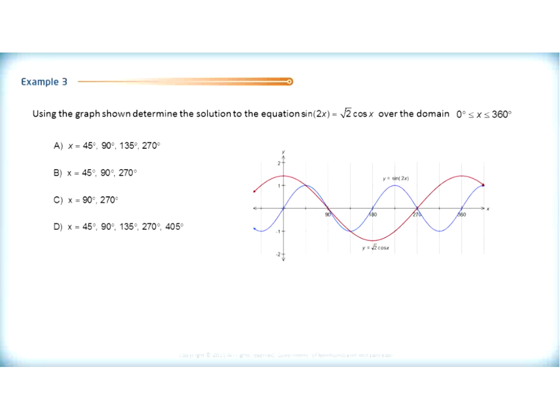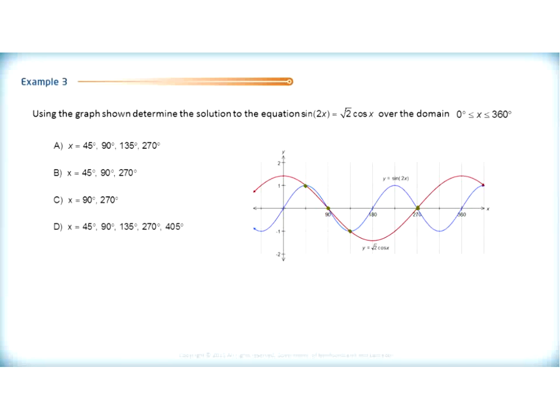It says, use the graph shown to determine the solution to the equation sine 2x equals the root of 2 times the cosine of x over the domain between 0 and 360, including 0 and including 360. And you see that, again, I've graphed both equations here. Y equals sine 2x is graphed in blue, and the root of 2 times cosine x is graphed in red. So again, we're looking for the points of intersection. Points of intersection occur here, here, here, and here, between 0 and 360.